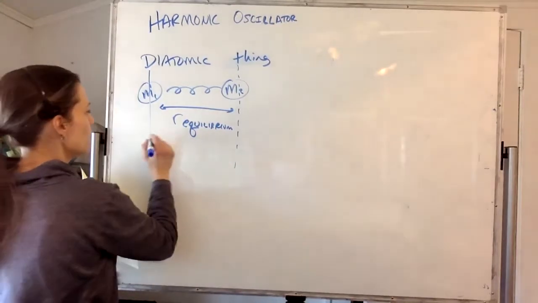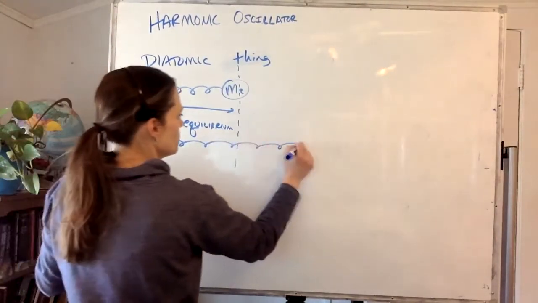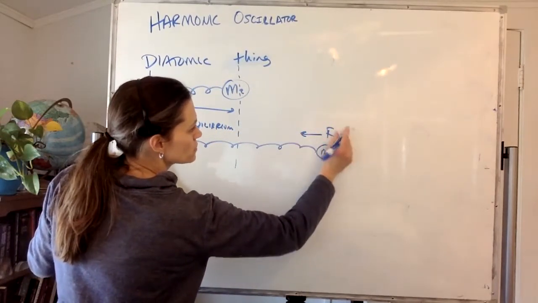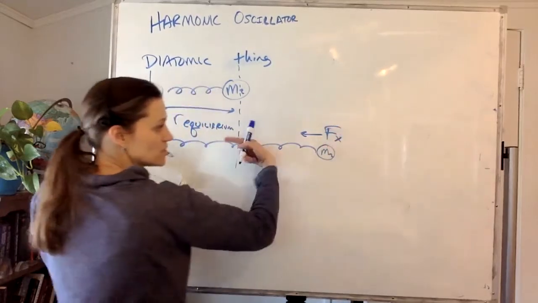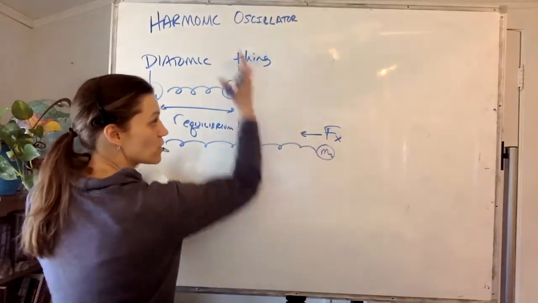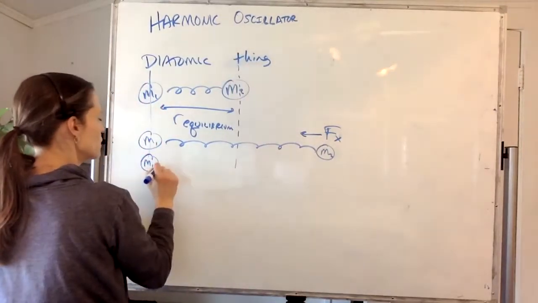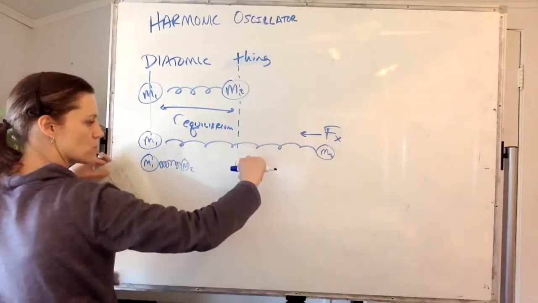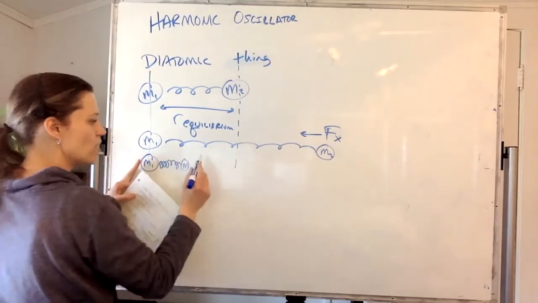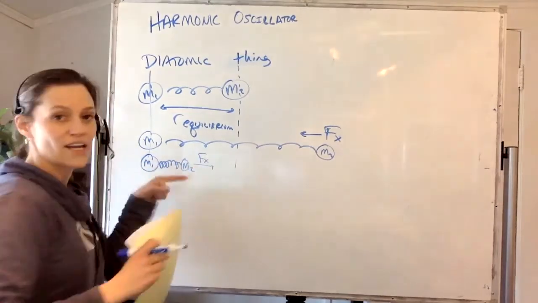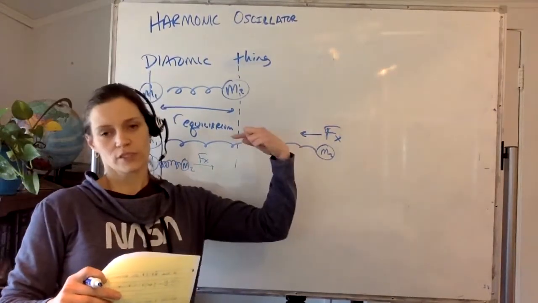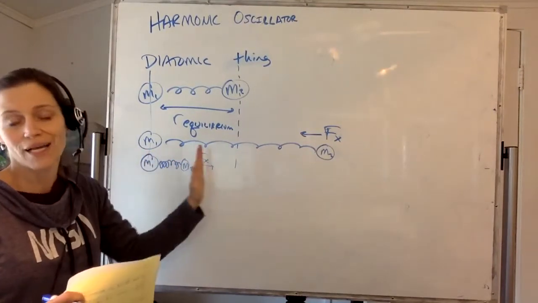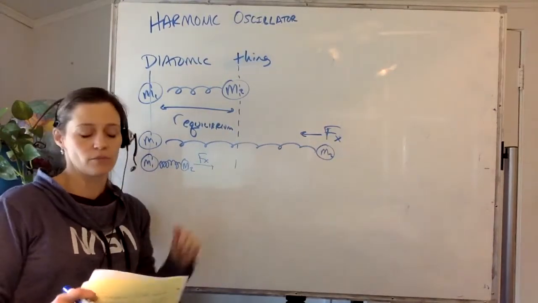Okay, so if you were to take mass 1 and mass 2 and stretch it, there's going to be a restoring force back this direction because you've stretched the spring beyond the equilibrium position. Likewise, if you compress the spring down, there's going to be a restoring force in the other direction. So stretch it, the restoring force goes the opposite way. Compress it, the restoring force goes the opposite way. That restoring force is the spring pushing back against you.